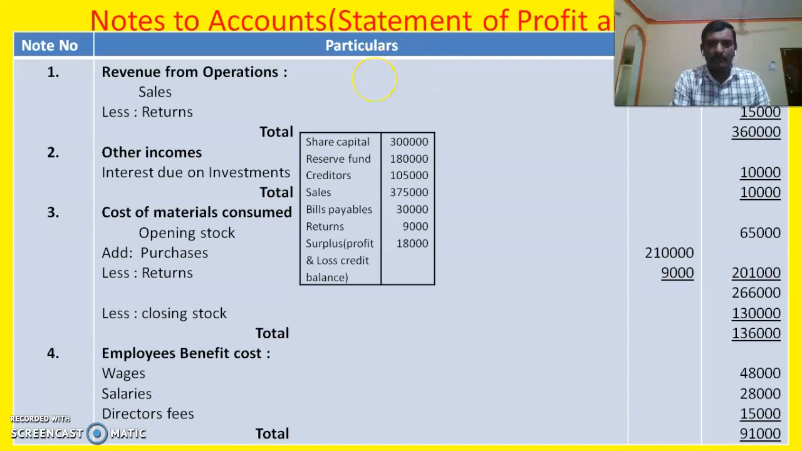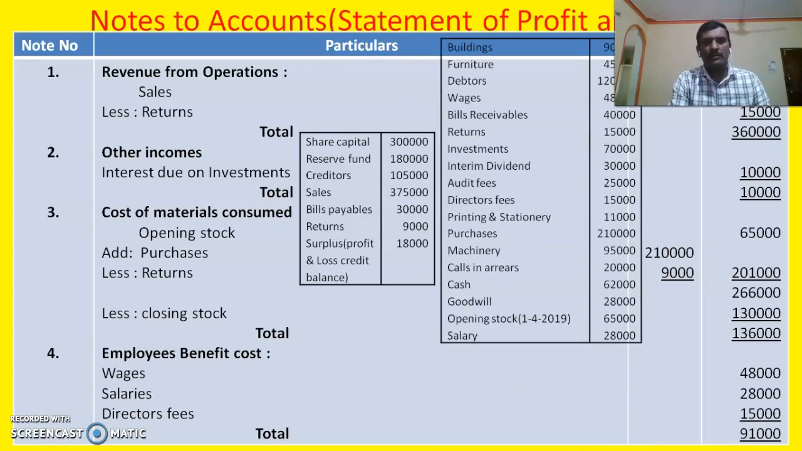And from that, if there is any information in the trial balance, that is to be taken, but there is no further information related to this revenue from operations in the trial balance. But they were given one important item, that is debit balance of return. So it is a sales return. That sales return rupees 15,000 is given, that is to be subtracted from the sales, and the total is taken to the outer column, right?